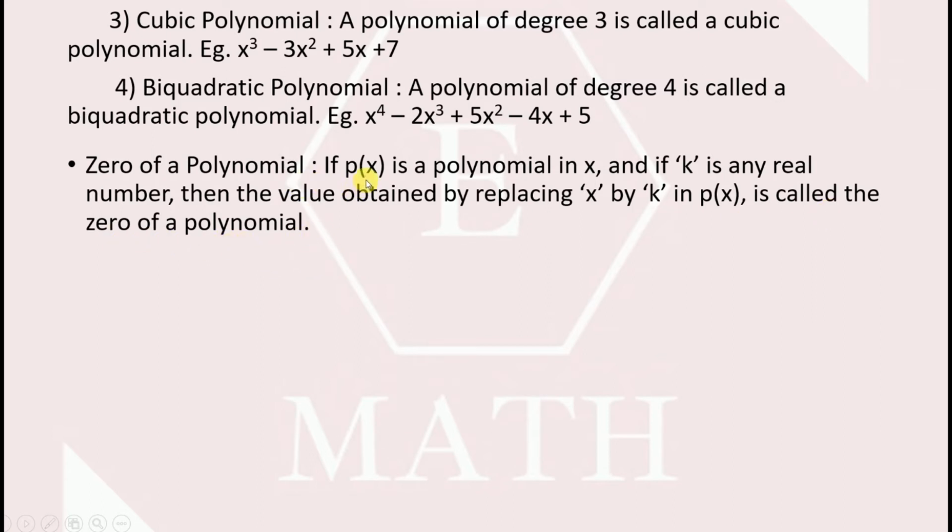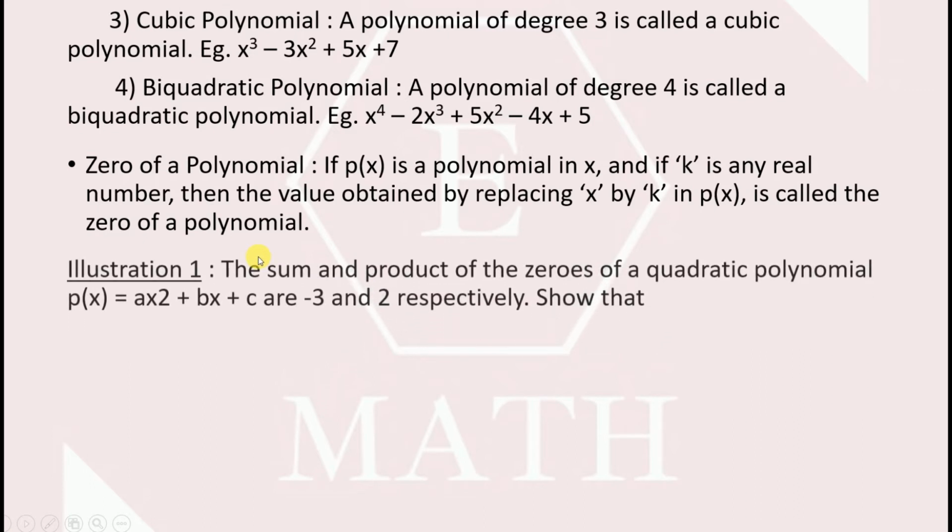If p of x is a polynomial in the variable x and if k is any real number, then the value obtained whenever x is replaced by k in the polynomial p of x, whatever that value we obtain, that is called the zero of a polynomial, right? Let's look at the illustrations now.